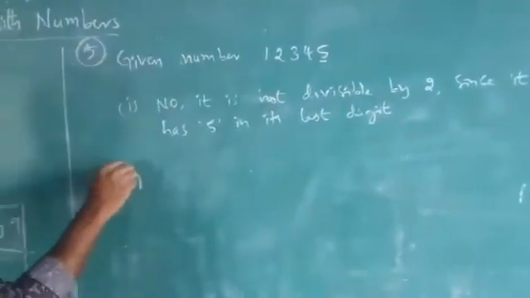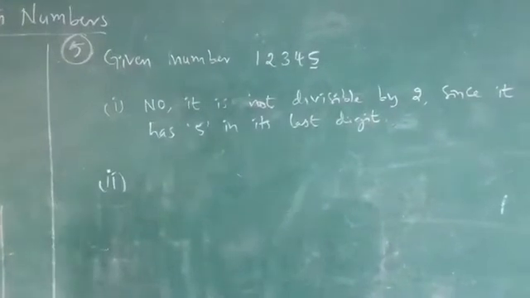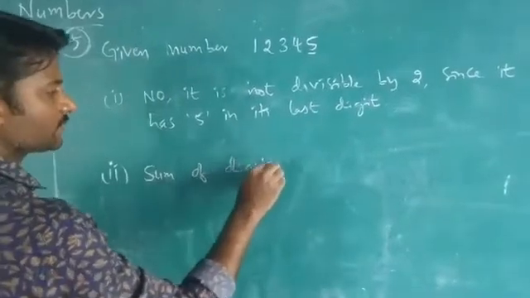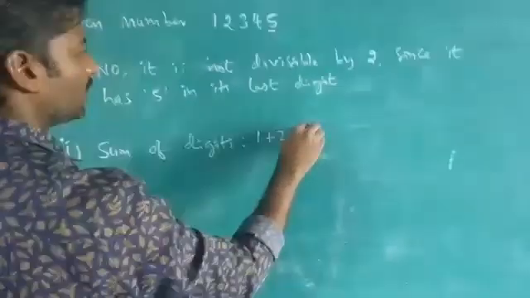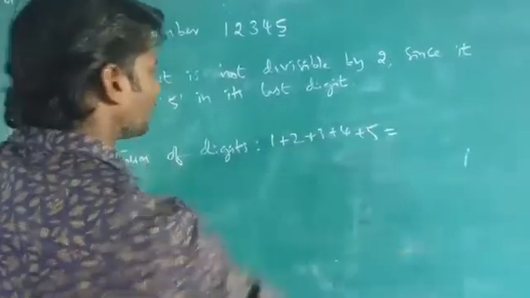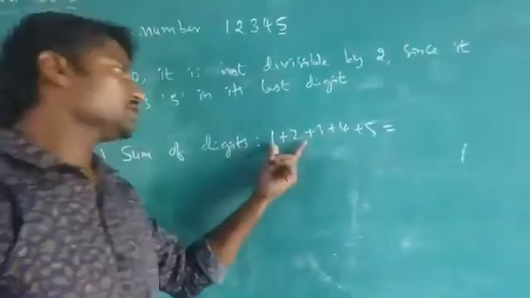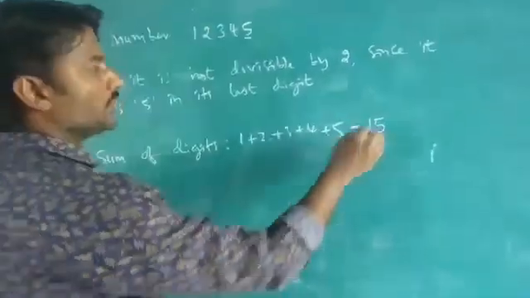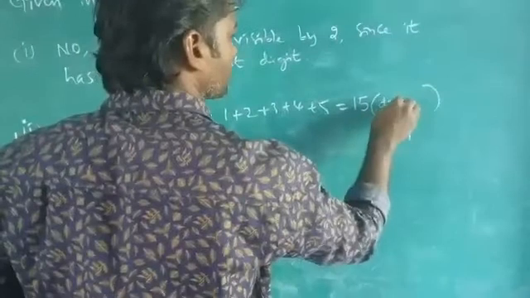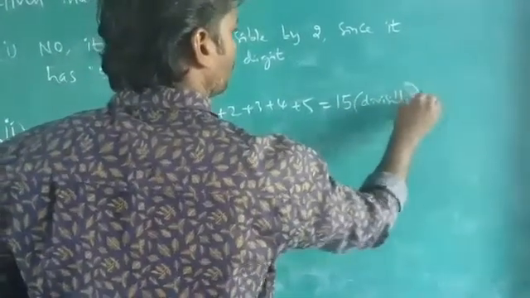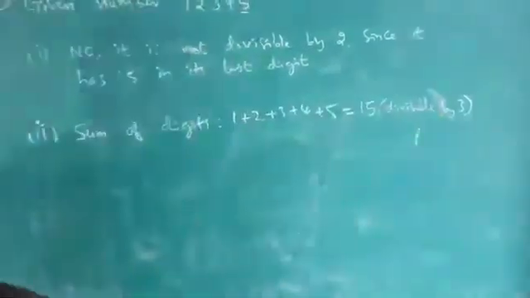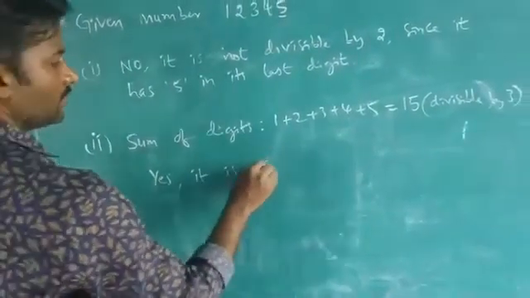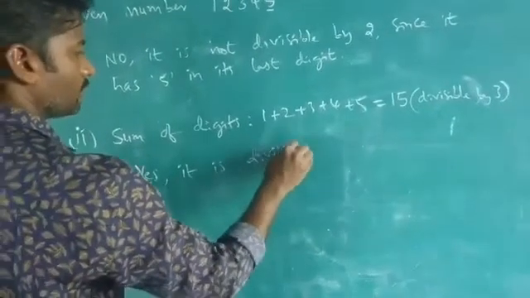Second one is asking about 3. To check 3, what you will do, children? Sum of the digits, compulsory, remember it. Sum of the digits, that is 1 plus 2 plus 3 plus 4 plus 5. Add, children. 1 plus 2 is 3, 6, 10, 15. So the answer is here 15. So 15 is divisible by 3. Yes, divisible by 3. Okay, so I can write here yes, it is, means the number is divisible by 3.